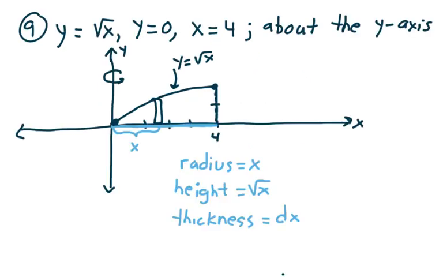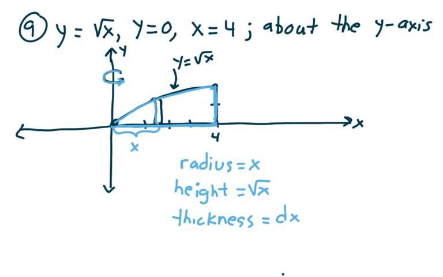Let's take a look at problem number 9. Suppose we're given y equals square root of x, y equals 0, and x equals 4. And I want to rotate the region bounded by those curves about the y-axis. And so again, I want to use the shell method. Notice that y equals 0 runs along the x-axis, and that's in blue here. X equals 4 is right here. And y equals square root of x is right here. And I'm rotating about the y-axis.